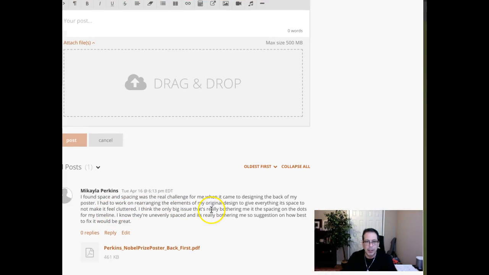Rearranging elements from my original design to give everything its space, so it doesn't feel cluttered. Yes, that makes sense. I think the only big issue that's really bothering me is the spacing on the dots for my timeline. I know that they're unevenly spaced, and that's okay, but I'll talk about that in one second. And matter of fact, let's address that right now. Let's talk about the timeline right now.